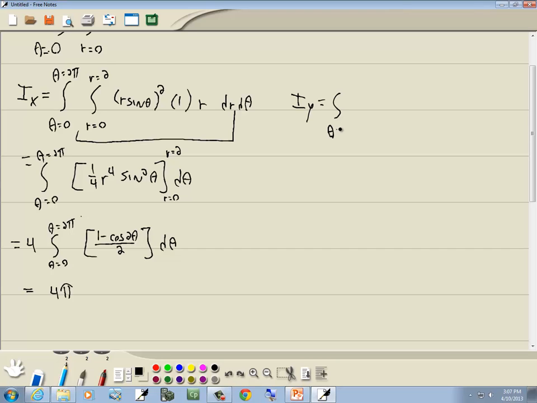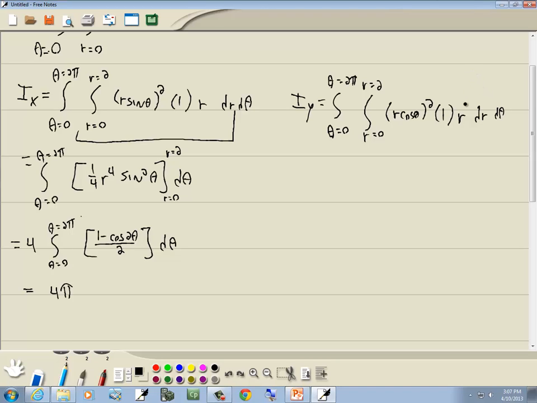Well, let's do our setup for inertia with respect to y. Again, it'll be from theta equal to 0 to theta equal to 2 pi, r equal to 0 to r equal to 2. And I'm going to have an x squared in here. Remember, x is equal to r cosine theta, so this will be (r cosine theta) squared times rho, which is 1, with an extra r in there, dr d theta.